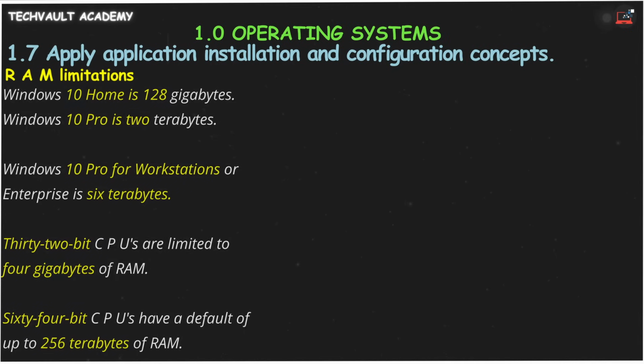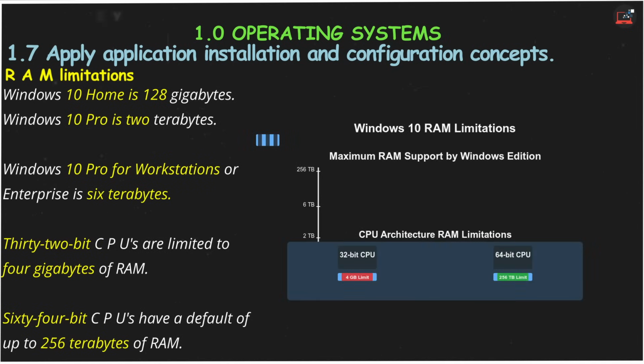RAM limitations. Windows 10 Home is 128 gigabytes. Windows 10 Pro is 2 terabytes. Windows 10 Pro for Workstations or Enterprise is 6 terabytes. 32-bit CPUs are limited to 4 gigabytes of RAM. 64-bit CPUs have a default of up to 256 terabytes of RAM.